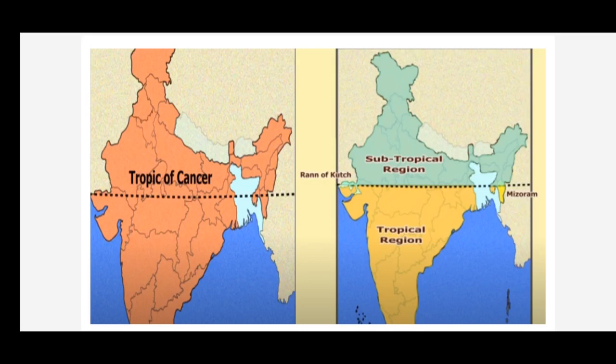And North India, which lies above the Tropic of Cancer, is in the subtropical region. So therefore, India's climate has characteristics of what, children? Tropical as well as subtropical climate.